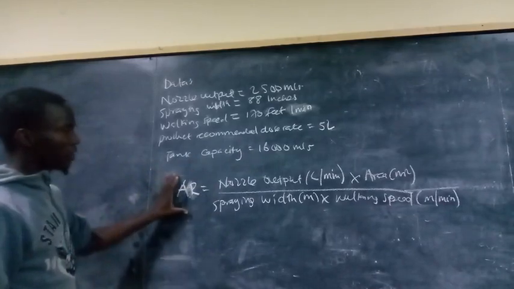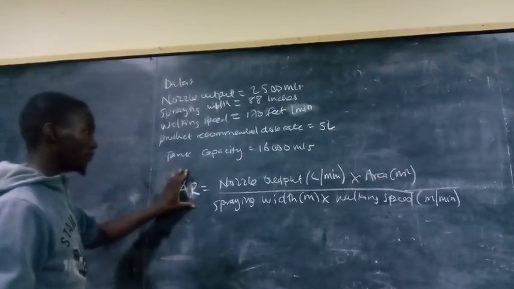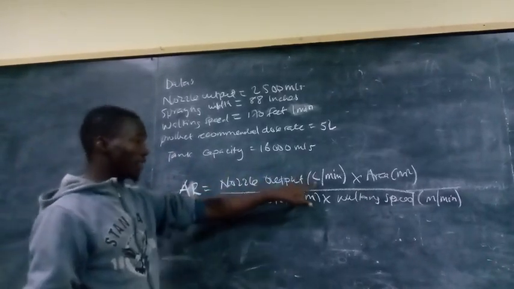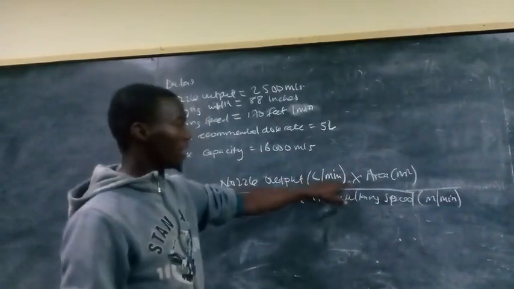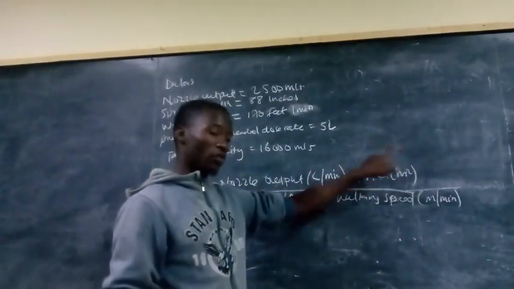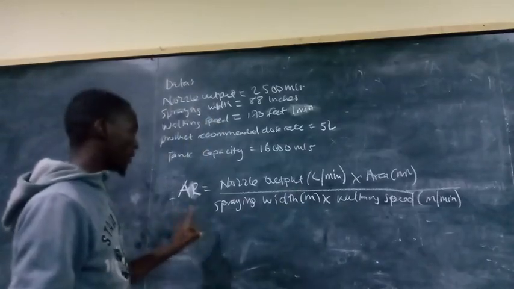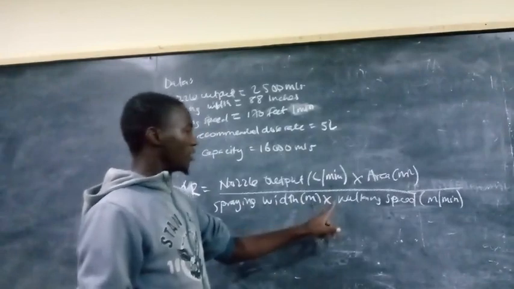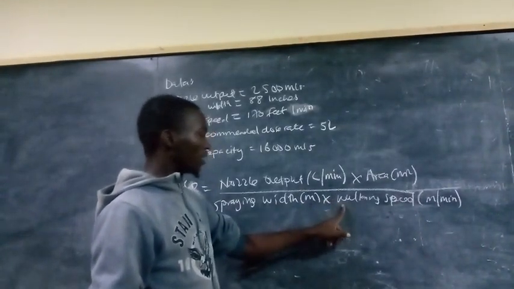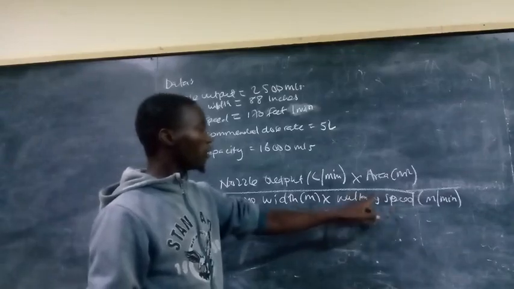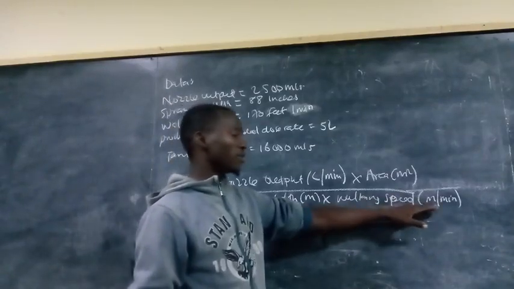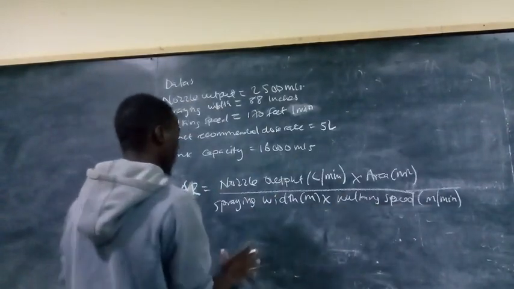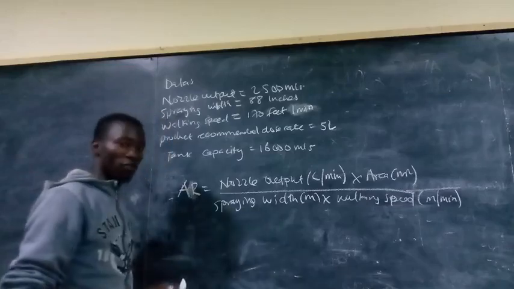So if you are asked to calculate for application rate, the formula is nozzle output, which is supposed to be in liters per minute, times the area, which is in square meter. You divide this by the spraying width, which is supposed to be in meters, and you multiply with the working speed, which is supposed to be meters per minute. So from this given formula, you must be able to know the conversions that you must take.